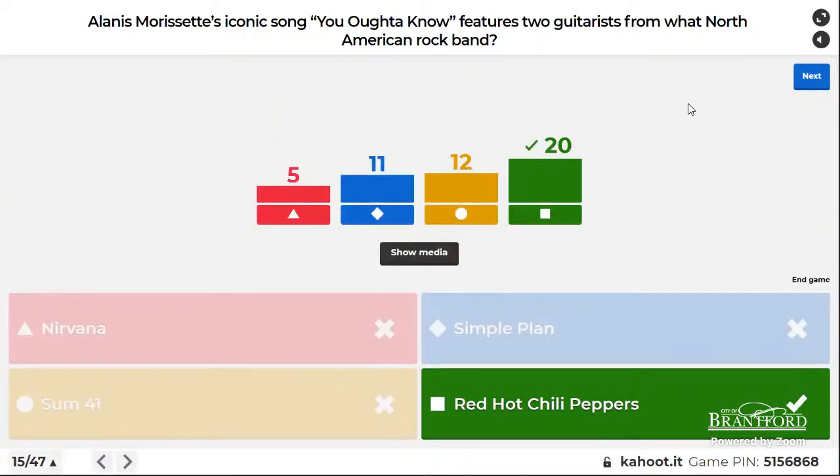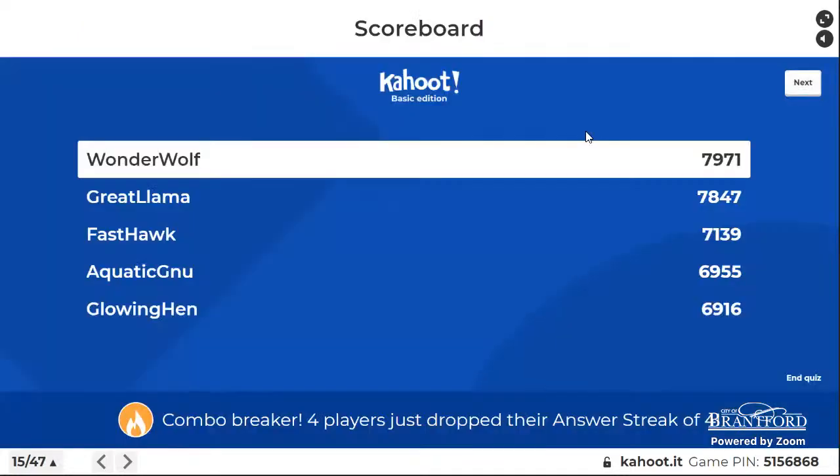Oh, split across the board, but it was definitely the Red Hot Chili Peppers. So that would be Dave Navarro and Flea from that band who performed on this track. The other bands actually didn't exist at the time that the song was written or released. Nirvana would have ended with the death of Kurt Cobain beforehand, and then Sum 41 and Simple Plan came afterwards. So we did have quite a few Alanis fans in the audience. So let's see how they did with the scores.